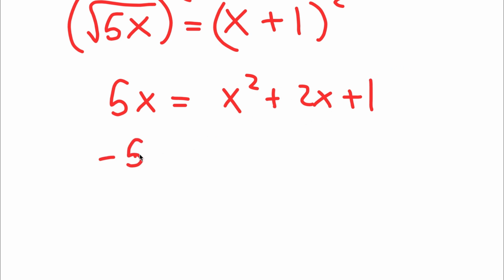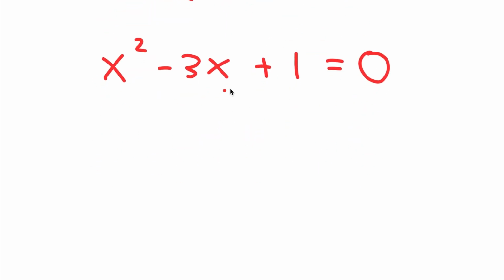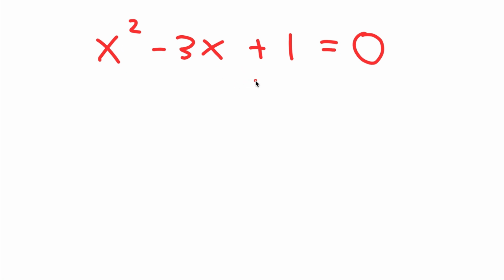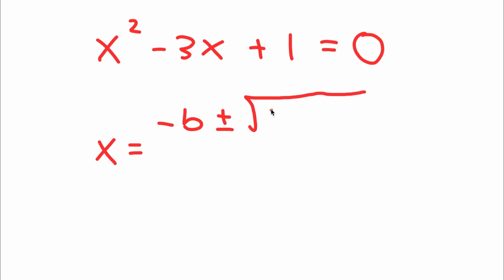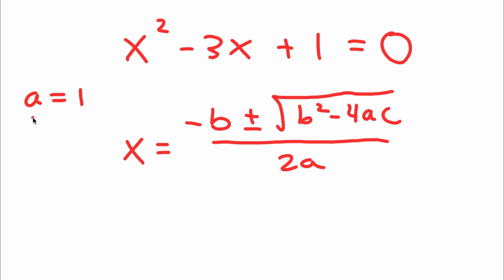Now I'm going to subtract 5x on both sides. So these two cancel out, and I have x squared. 2x minus 5x is negative 3x, so x squared minus 3x plus 1 is equal to 0. So what we have here now is a quadratic equation. And to solve this quadratic equation, I'm going to use the quadratic formula. So as a quick refresher, the quadratic formula is negative b plus or minus the square root of b squared minus 4ac all over 2a. And in this case, a is 1, b is negative 3, and c is 1.